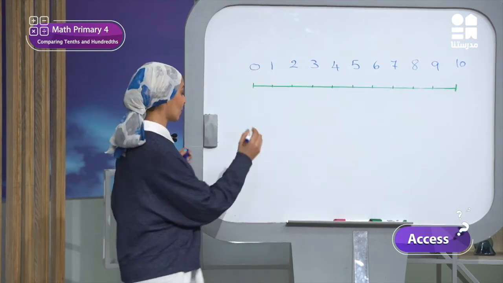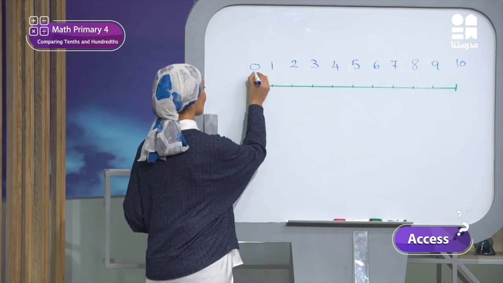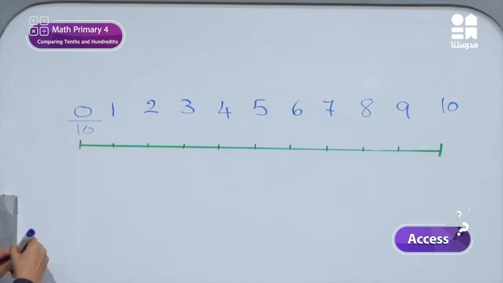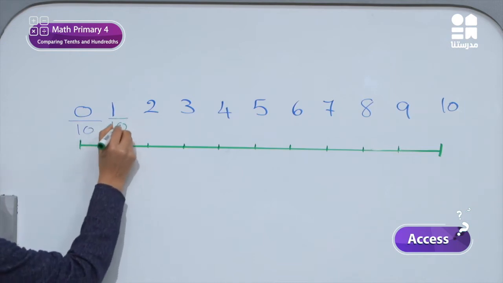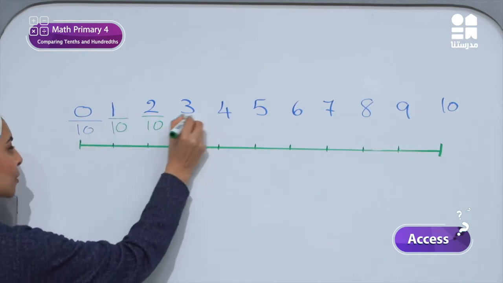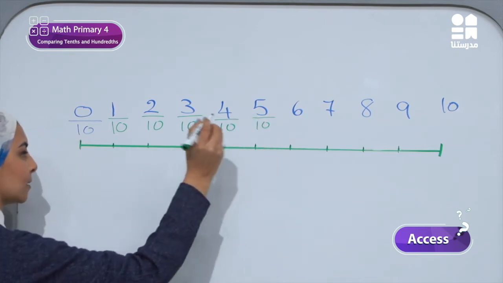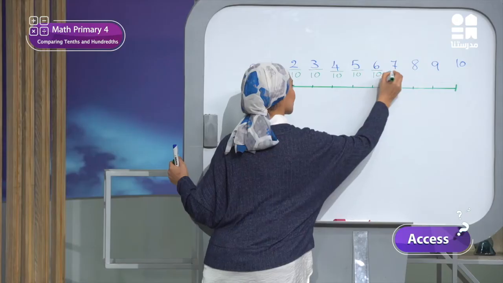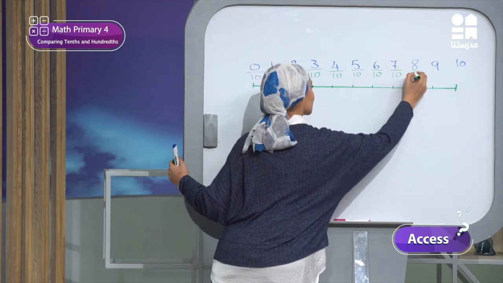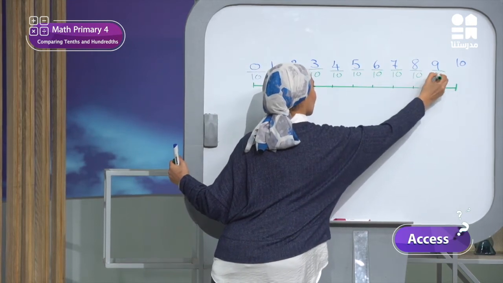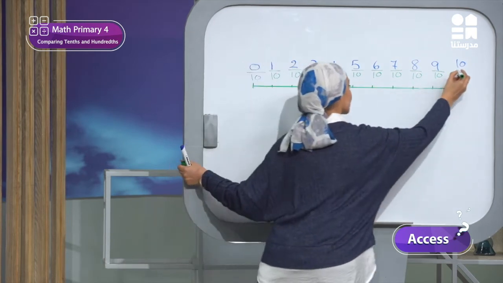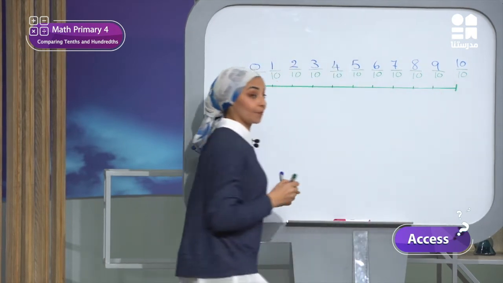Okay? Now here I have 0 over 10 and let's write with another color. 1 over 10, 2 over 10, 3 over 10, 4 over 10, 5 over 10, here is 6 over 10, 7 over 10, 8 over 10, 9 over 10, and 10 over 10.